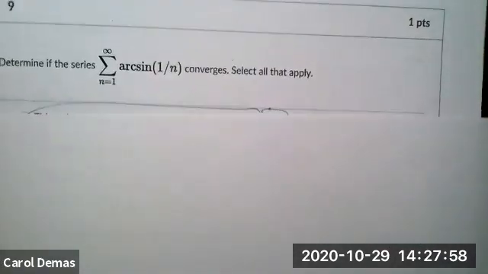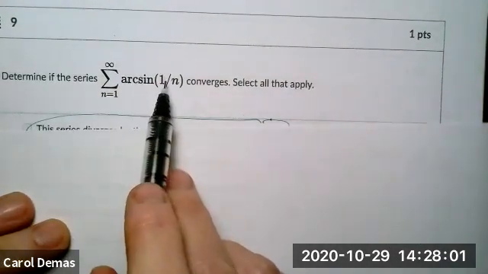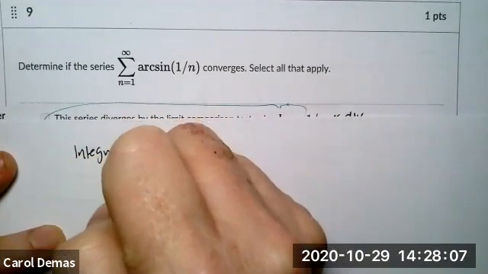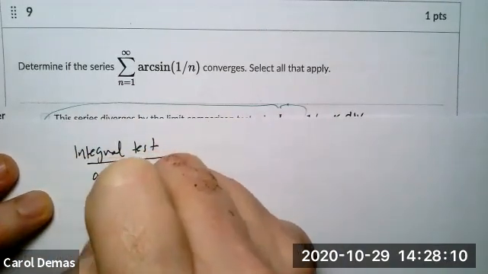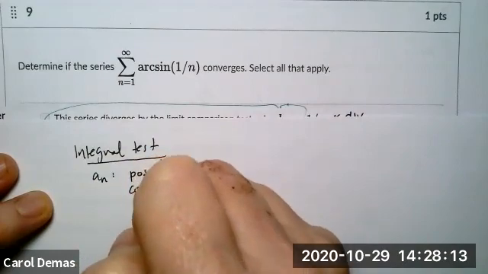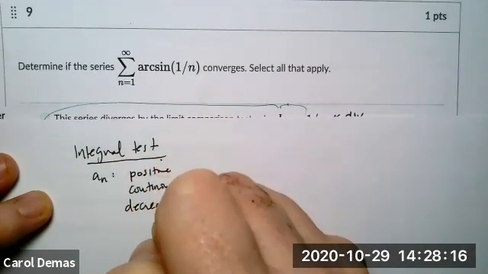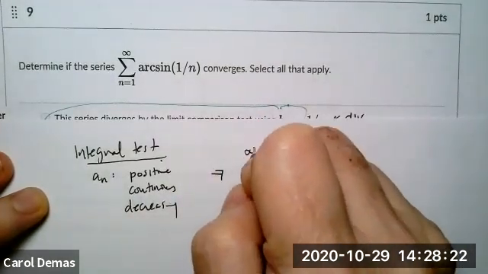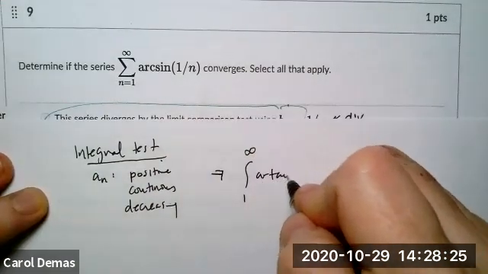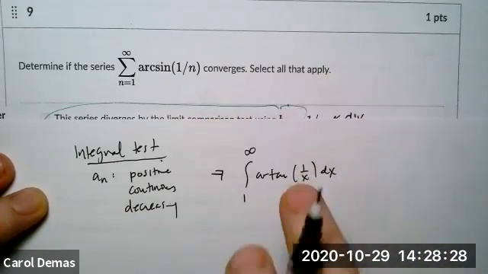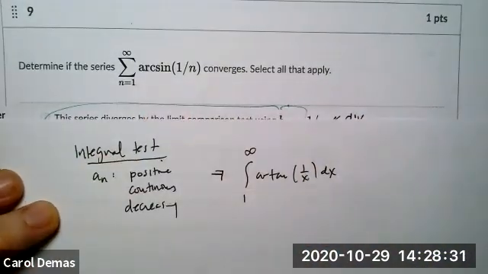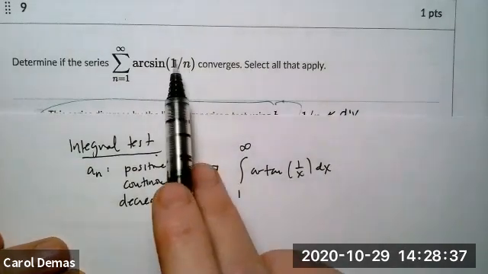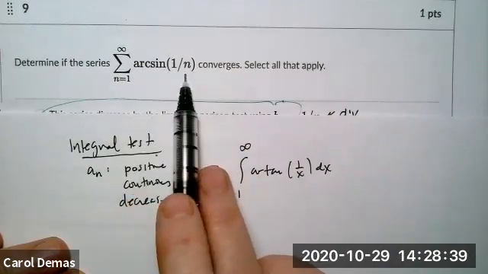Okay, what is the integral test? Positive, continuous, decreasing. And you do need to know the conditions. It has to be positive, continuous, and decreasing. And then we will replace our series with the integral, and we'll put in x to make it continuous. And whatever the integral does, the series will also do, okay? Okay, and arc sine 1 over n is decreasing. 1 over n is going closer to 0, and arc sine will also go closer to 0.